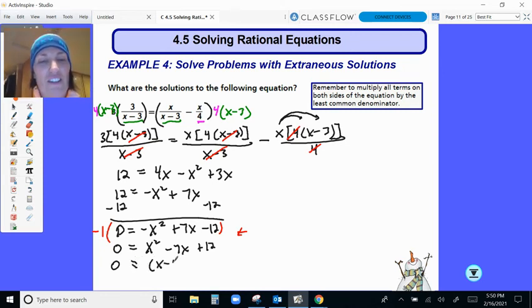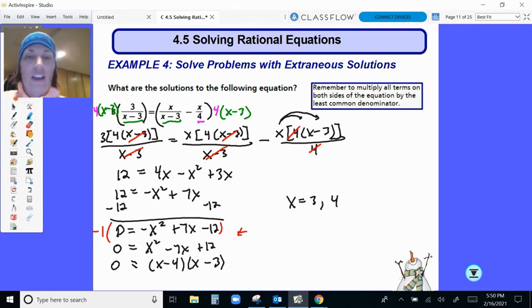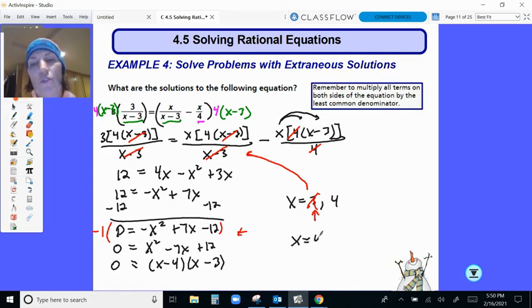(x minus 4) times (x minus 3). So my solutions here will be x equals 3 and x equals 4. There we go. x equals 3 and 4. Okay. If it's positive 3, that's going to be an extraneous solution because of that guy, right? So we cannot have that as a solution. That's an extraneous solution. So x is only equal to 4. And there you go. Okay?